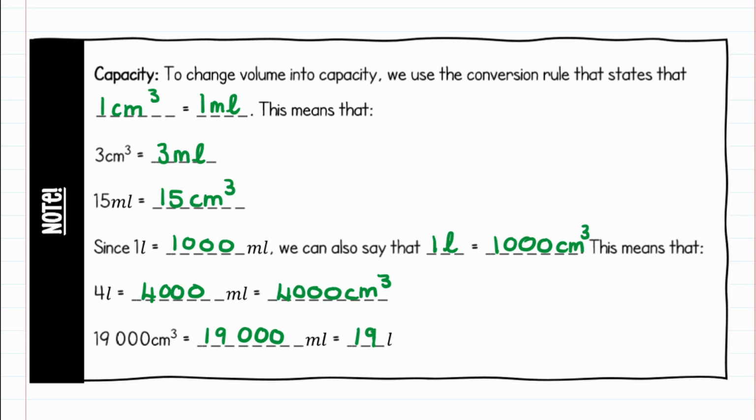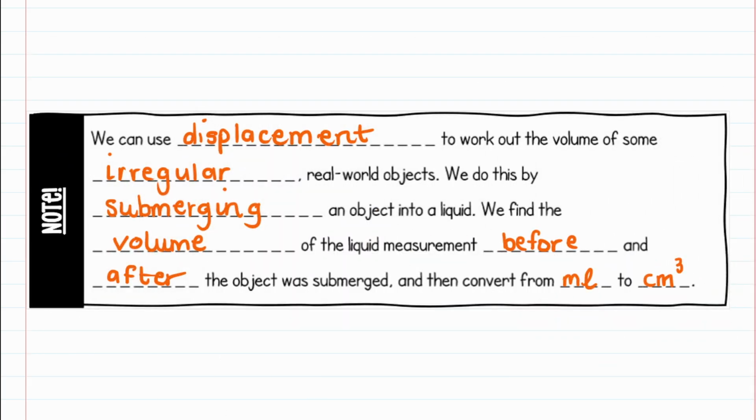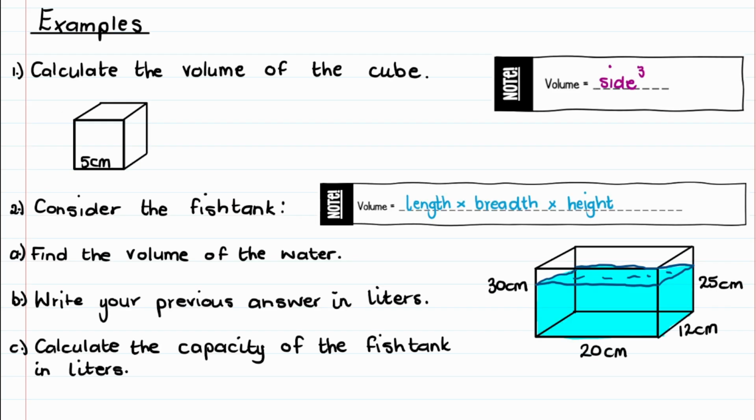Lastly, we learned that displacement can be used to work out the volume of some irregular real-world objects. We do this by submerging an object into a liquid. We find the volume of the liquid measurement before and after the object was submerged, and then convert from milliliters to centimeters cubed. Pause the video and try the examples.